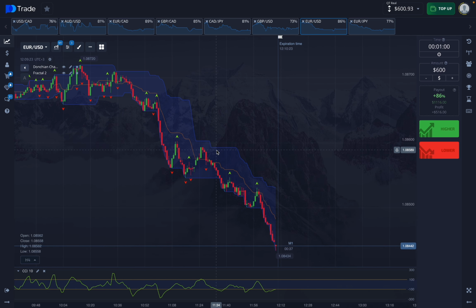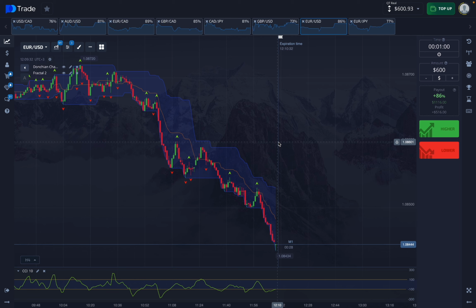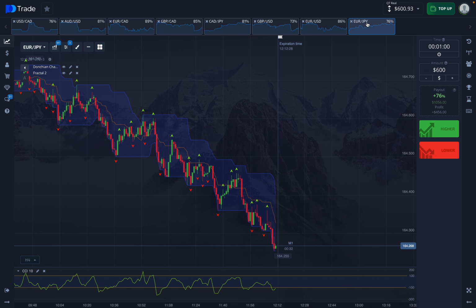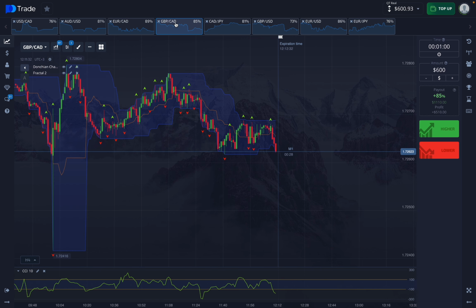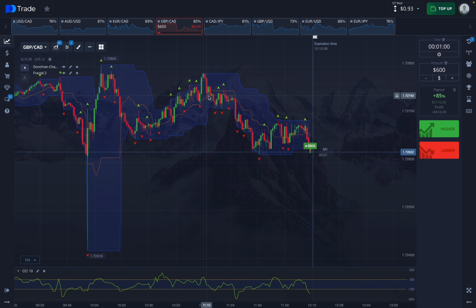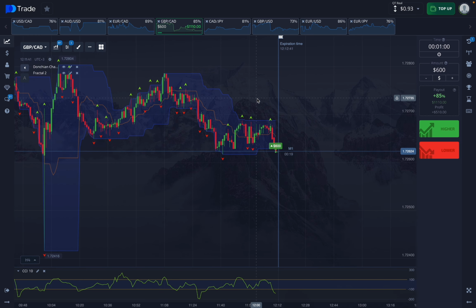Also open a trade for $600. Select the most optimal entry. Let's proceed and select the next currency pair. And here I'll probably open a trade for an increase. Great entry point. Let's select the work area.